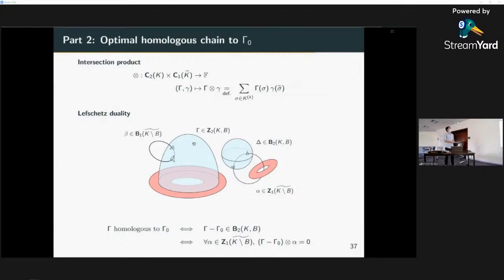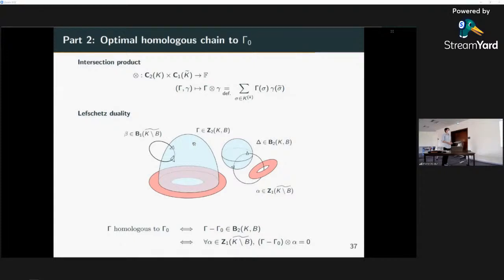And what is useful in our problem is the part where we have a delta, which is a two-boundary of the complex, and we take any one-cycle of the dual graph, and we look at the intersection, and this intersection should be 0, which allows us to reformulate the problem of finding gamma that is homologous to gamma 0.